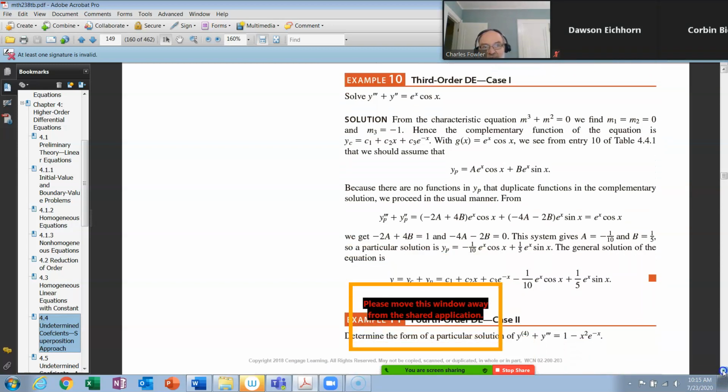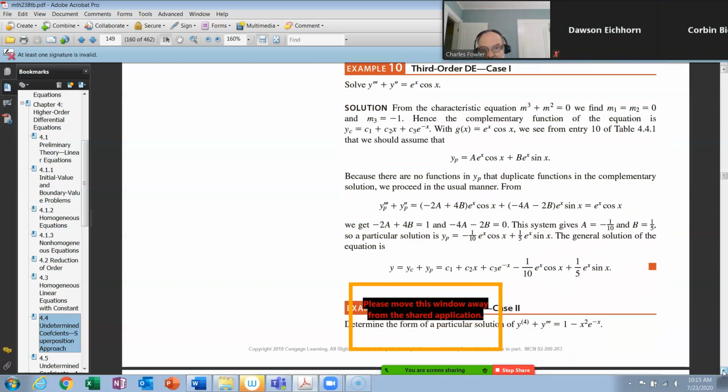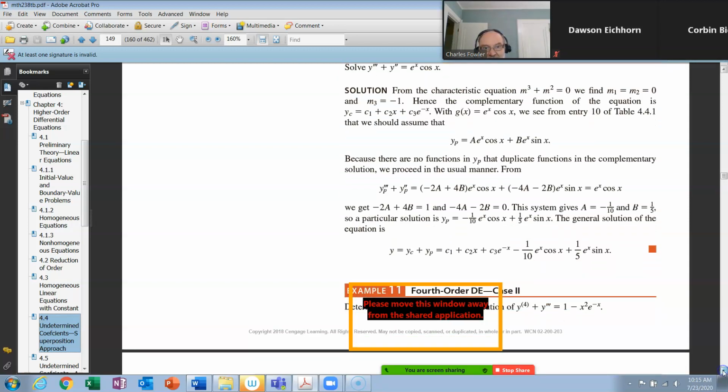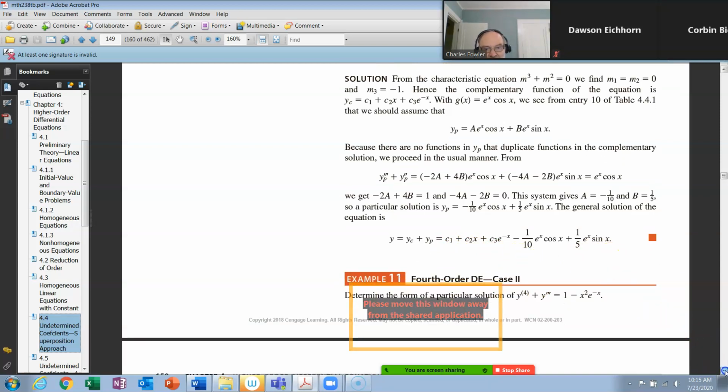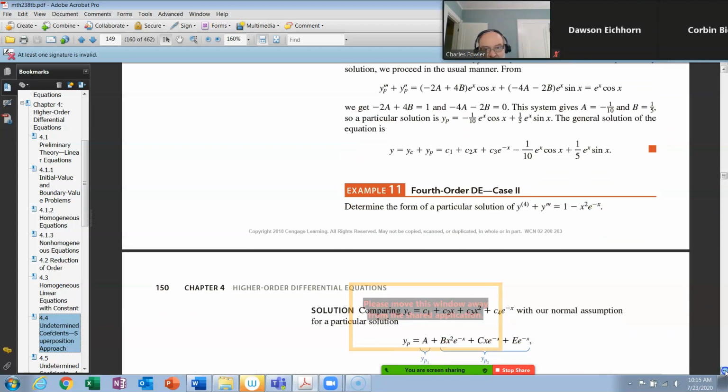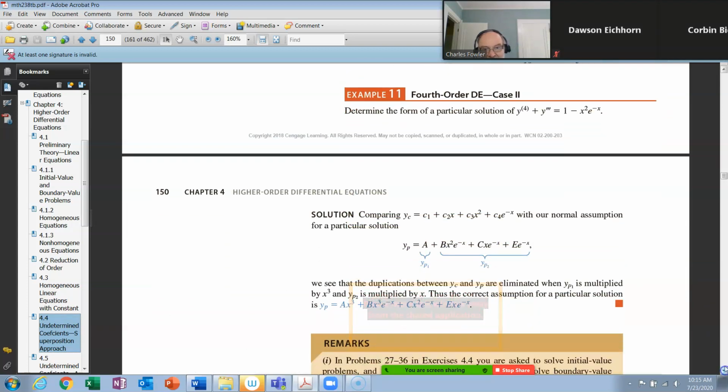Yeah, I didn't come back and do this. There's our problem on number 10. There's everything we ran into on number 10, and there's the solution we got. Okay, then number 11 we just were working on. There was the problem, and you have to come up with the particular solution, even though they said determine the form of the particular solution.